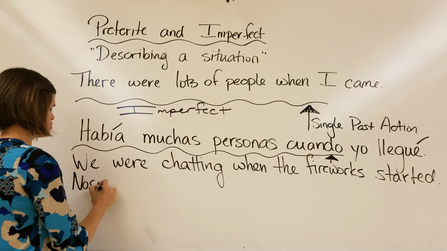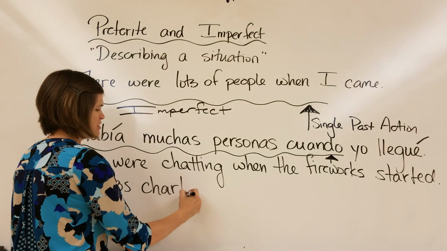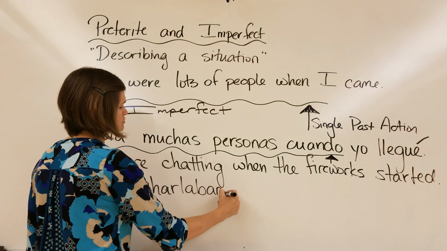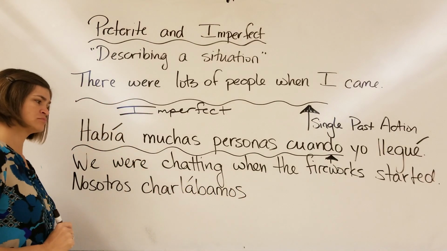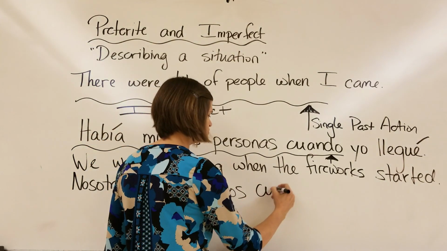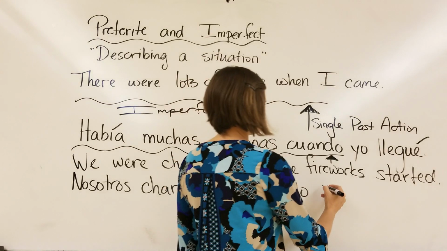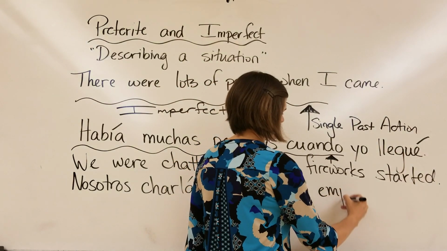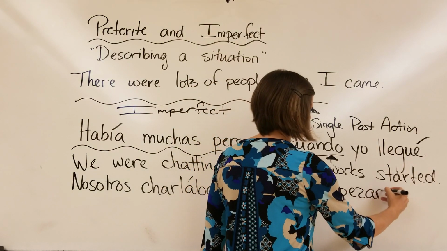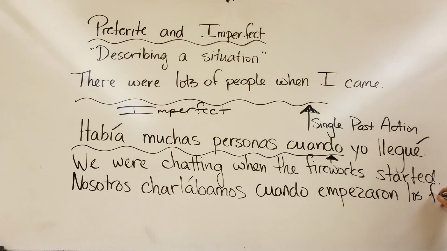So we were chatting. We're going to use the imperfect. Nosotros charlábamos. This was going on. We were chatting. Cuando, all of a sudden, empezaron los fuegos artificiales. I'm going to run out of room.